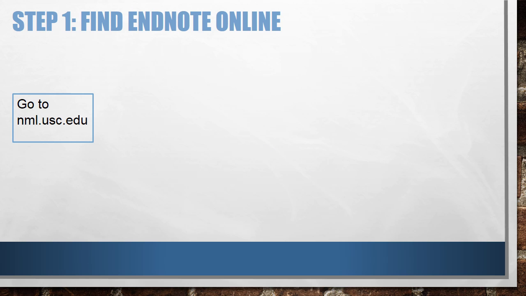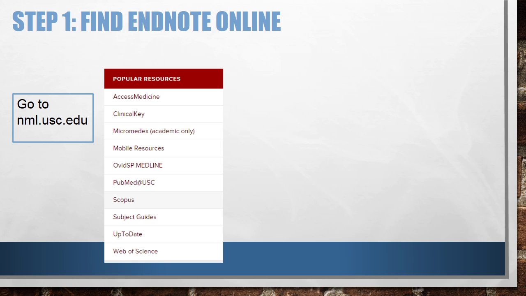First, we need to find EndNote Online. Start at the Norris Medical Library homepage at nml.usc.edu. Look for the red Popular Resources box. At the bottom of this box, find a link to Web of Science. Web of Science and EndNote Online are produced by the same company, so this is a quick shortcut way to all their products. Click on this Web of Science link.